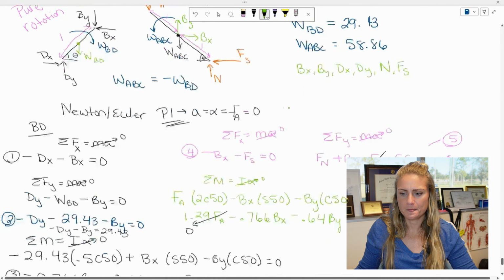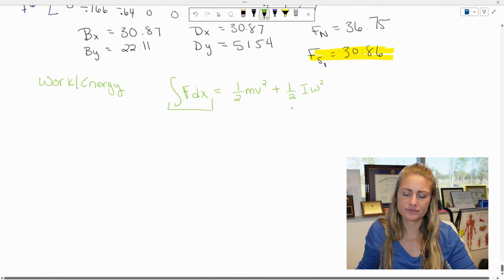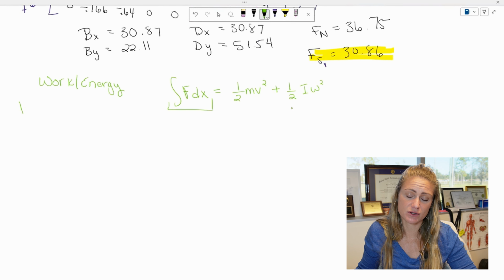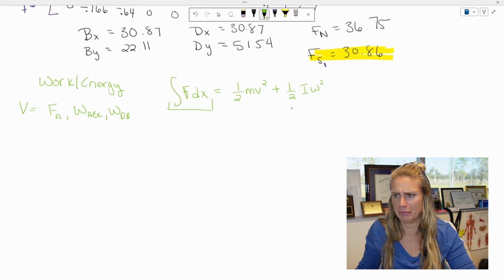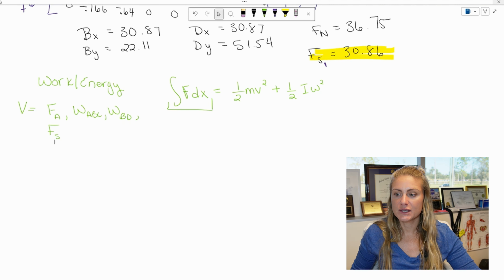So we're going to go down here and list all the forces that have potential energy in them. I use V for potential energy. So we have FA that does work. We have our weights that do work. And we also have the spring. So let's just focus on the potential side.